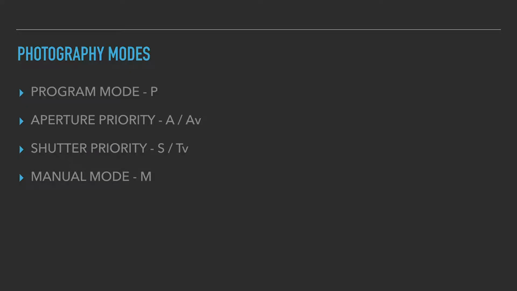Now, the next main thing, which is photography modes. We learned what the three factors which control the exposure are, but we need to know how and when to use them and what's the best mode to use. You pick up any camera, be it a beginner DSLR or a high-end mirrorless or a digital SLR camera.